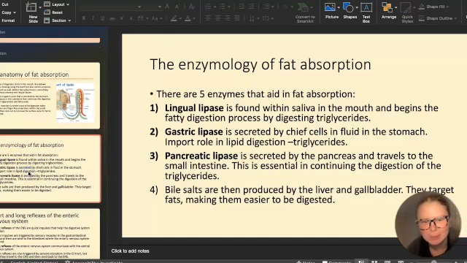We were still talking about pancreatic lipase. This is secreted by the pancreas and it travels to the small intestines. This is essential in continuing the digestion of triglycerides. Bile salts are then produced by the liver and gallbladder, and they target these fats, making them easier to be digested.